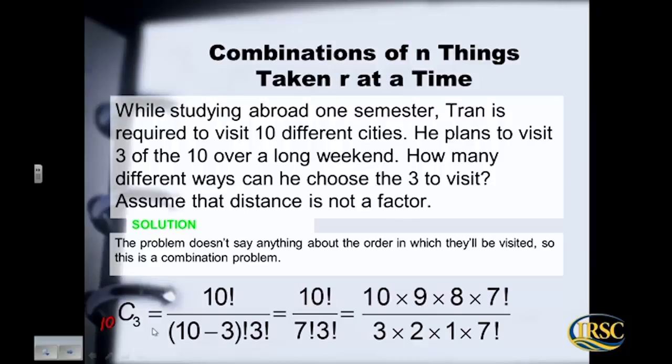All right, we definitely know that the 7 factorials will cancel. Okay, 3 goes into 9 3 times. And then 2 goes into 8 4 times. Okay, I got a little ahead of myself on the clicking there. And your answer is 120. Okay, 10 times 3 times 4 is 120.